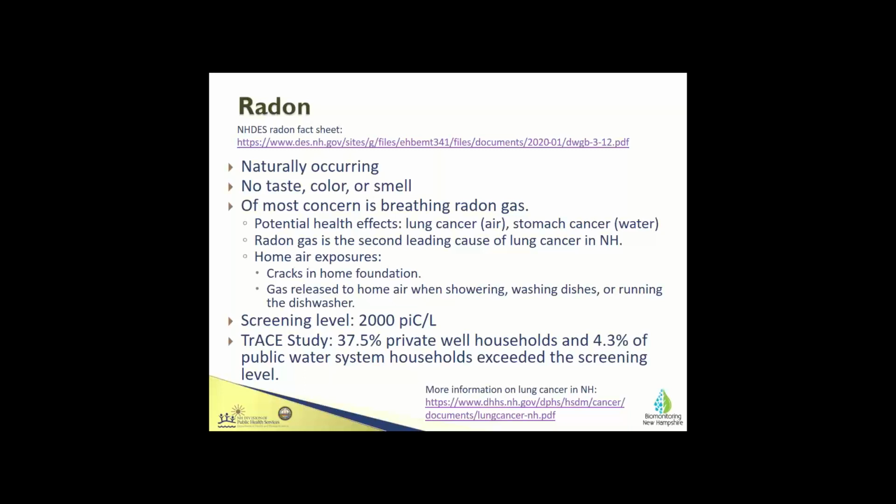If you haven't already done so, you should also test the air in your home for radon gas on each level below the 3rd floor. So your basement, your 1st floor, your 2nd floor. Use an accredited lab for testing and an accredited radon mitigation company if indicated. The Biomonitoring New Hampshire Trace Study, our statewide surveillance study that we did in 2019, found that 37.5% of private well households exceeded the water screening level for radon versus only 4.3% of the public water system households. So there was a much larger risk of high radon levels in private well water.